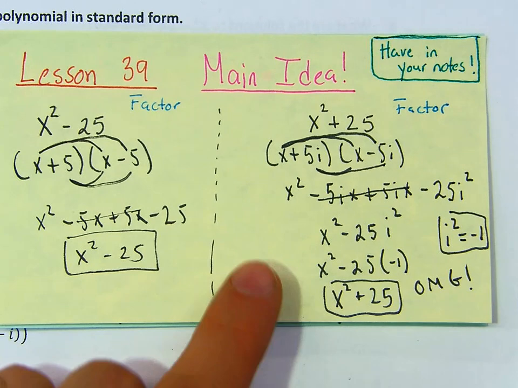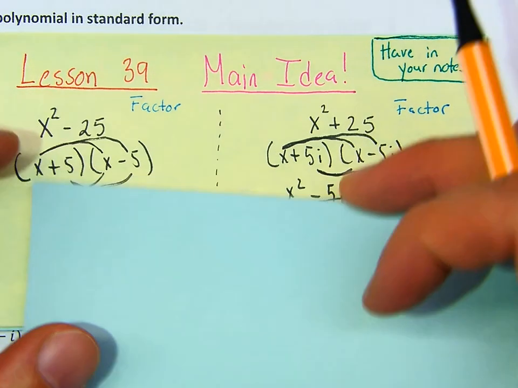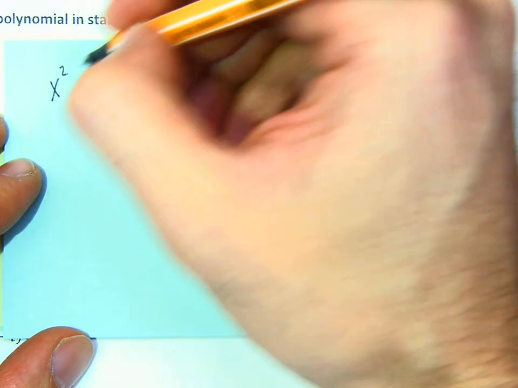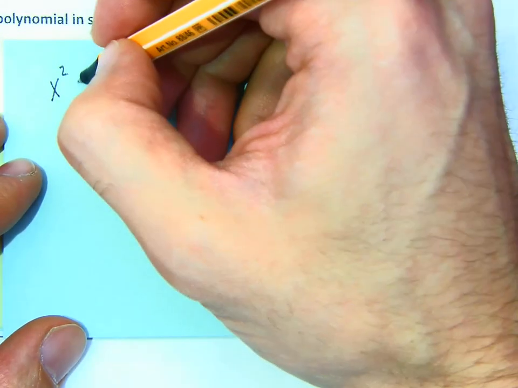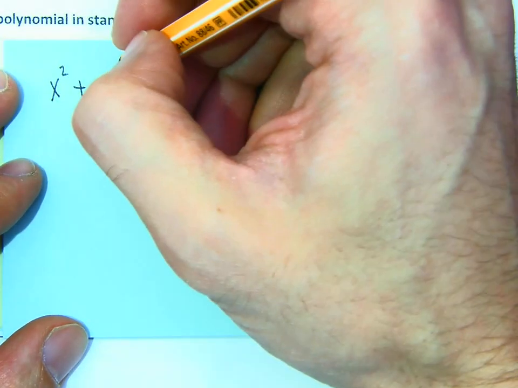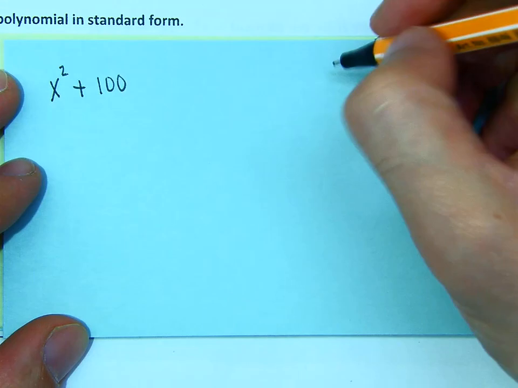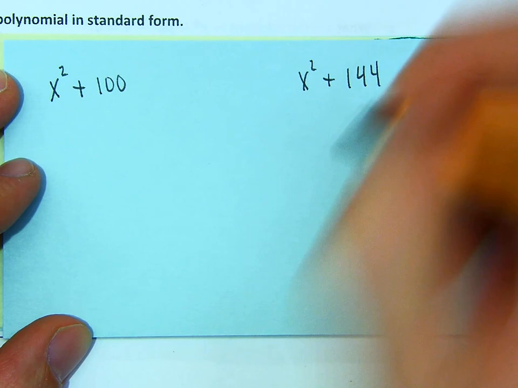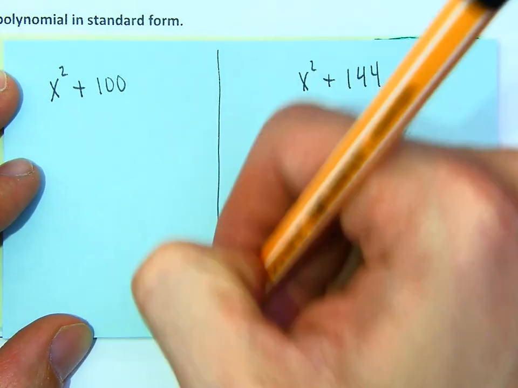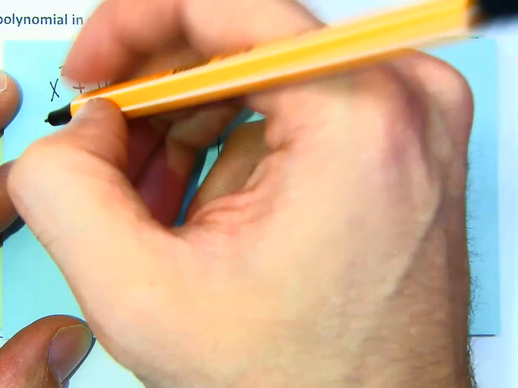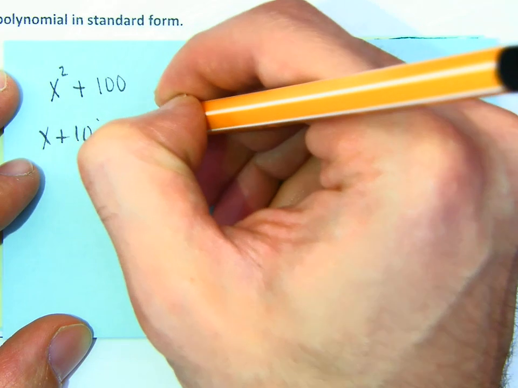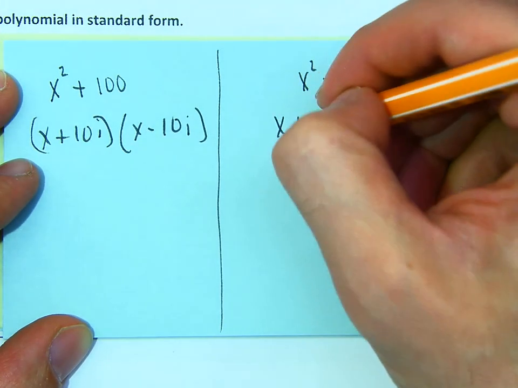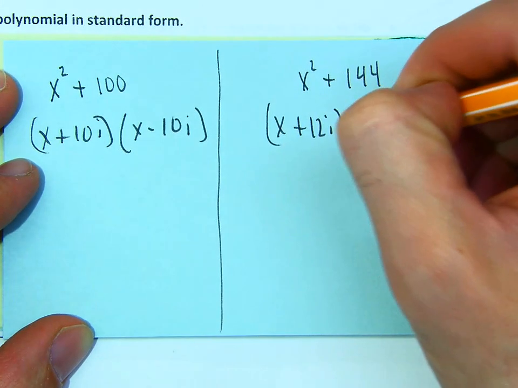So that's the idea here with i. What I want you to do is practice a few, just so you get the feel of it. Try doing this one by yourself. Like if I said, what's x squared plus, let's say, 100? How does that factor? And what if I had x squared plus 144? If you pause the video and try it, this is just x plus 10i, x minus 10i, and it will work. This one will be x plus 12i and x minus 12i.